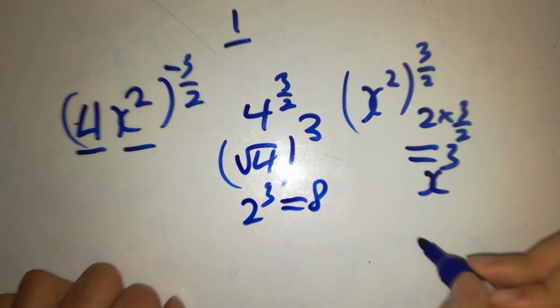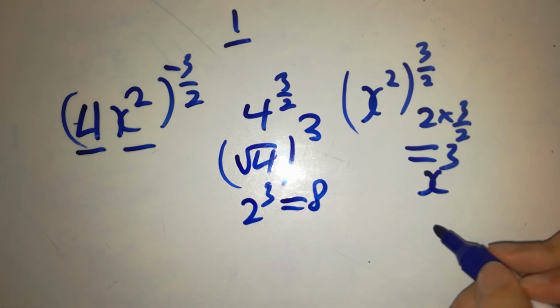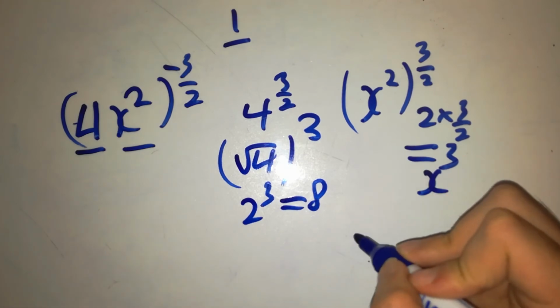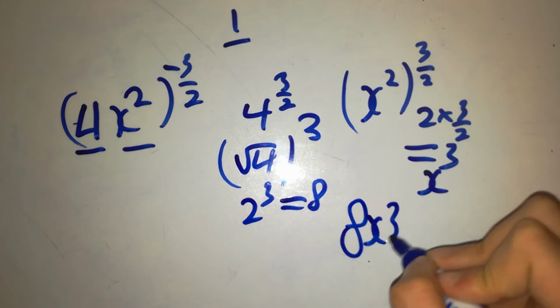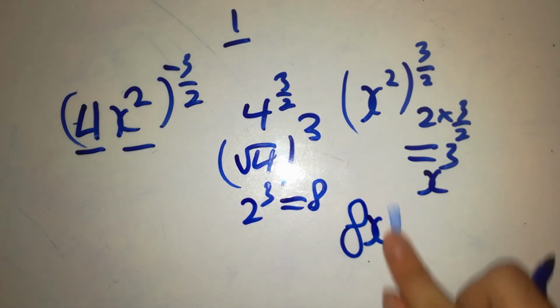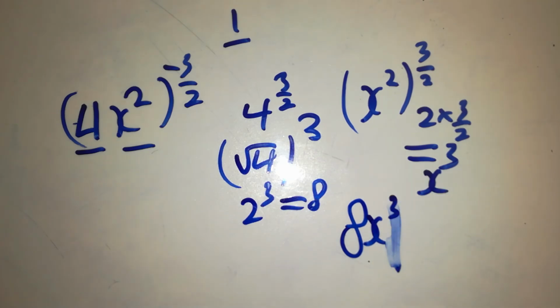X to the power 3, that should be. So you add them together, you get 8x to the power 3. So that's a little long. There we go.